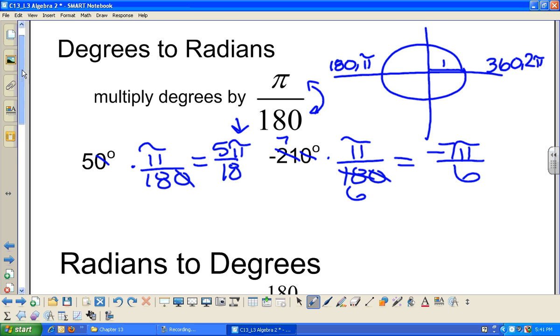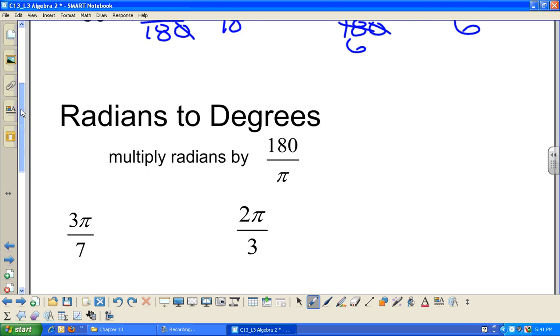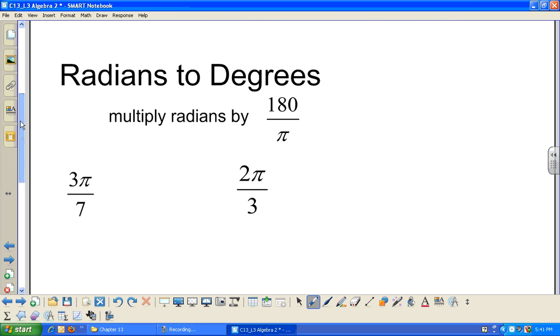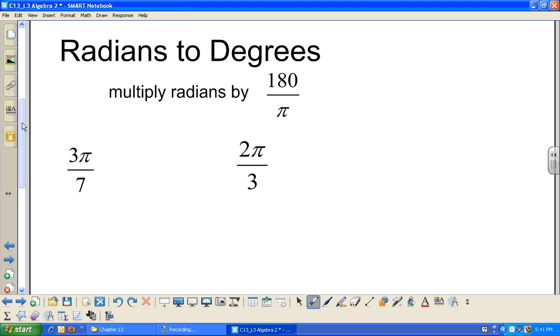When I'm going from radians to degrees, I multiply the radian measurement by 180 over pi. Your pi units should cancel out. So if I take 3 pi over 7 times 180 over pi, you should always be able to cancel the pi on top and bottom. So if I multiply this across, 3 times 180 and then divide it by 7, I would get 77.14 degrees roughly.